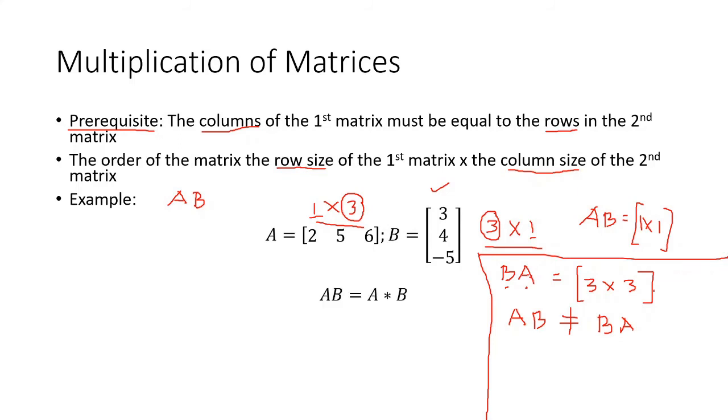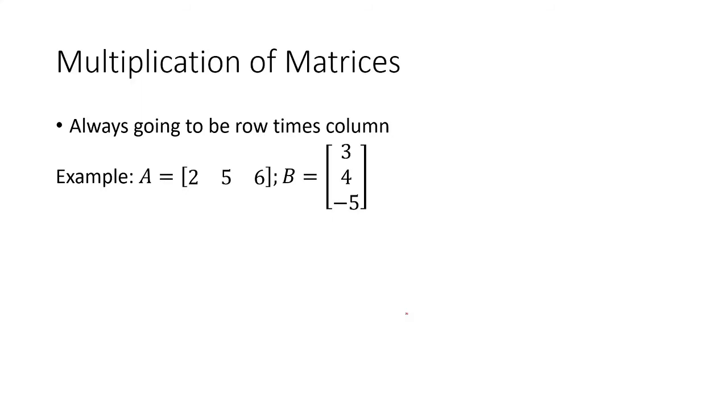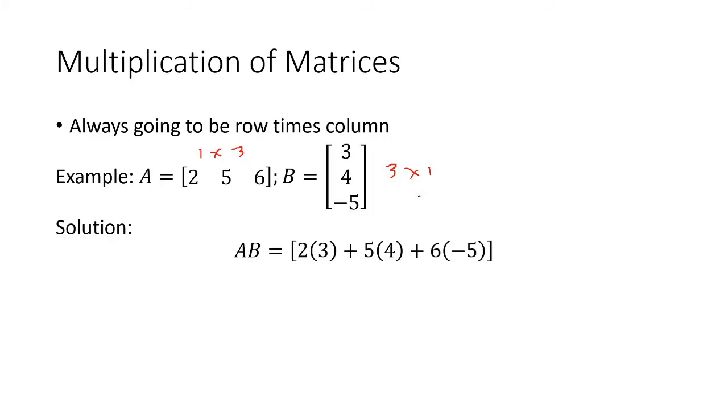Okay, so AB, unsa ang tabo? Ang BA, unsa ang tabo? The method in multiplying matrices is always going to be rows times column. For example, we have here 1 by 3, and then 3 by 1. So this can be multiplied.